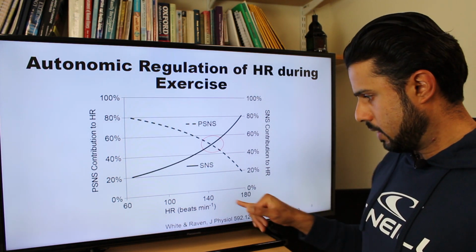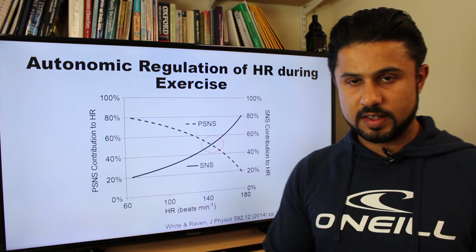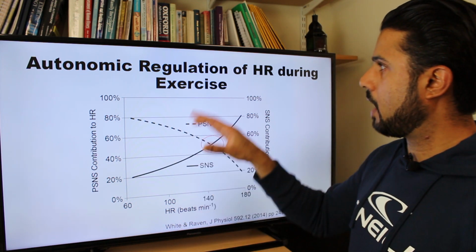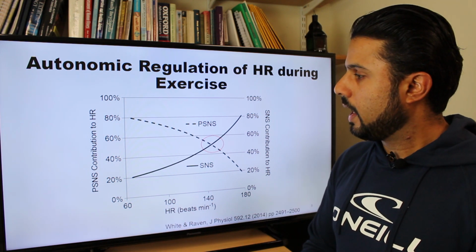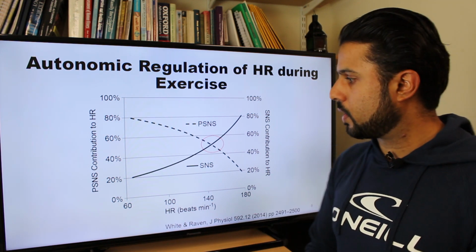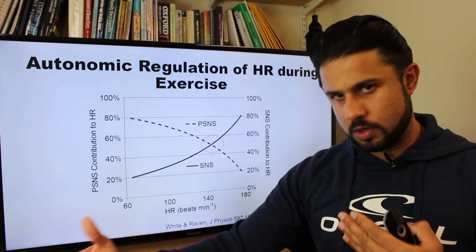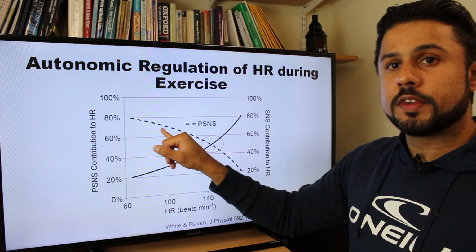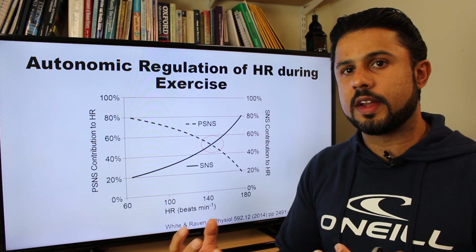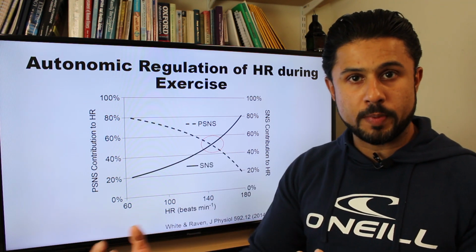But in 2014 there was a paper released by White and Raven, a fantastic paper, very comprehensive, about how heart rate is regulated during exercise by the autonomic nervous system. And what they actually showed, from a large body of evidence, is that the parasympathetic nervous system continues to be activated well into aerobic exercise.